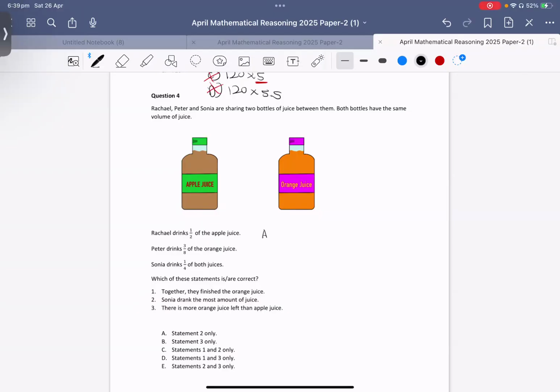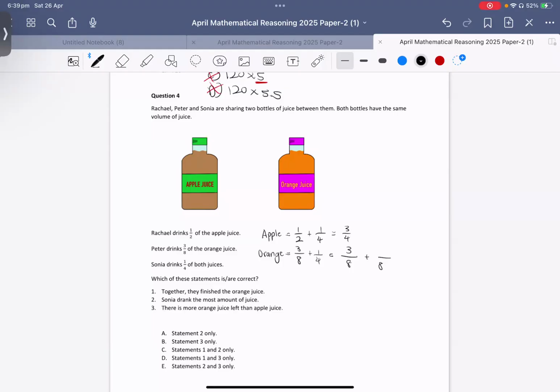So let's have a look at the apple juice first. The apple juice, we know Rachel drank a half of the bottle, and we know that Sonia drank a quarter. Now, a half plus a quarter, as we know, is 3/4. So is statement 1 correct? Well, that one's looking at apple juice. We don't know yet. Orange would be 3/8 plus 1/4. And as you know, we can't add things with different denominators.